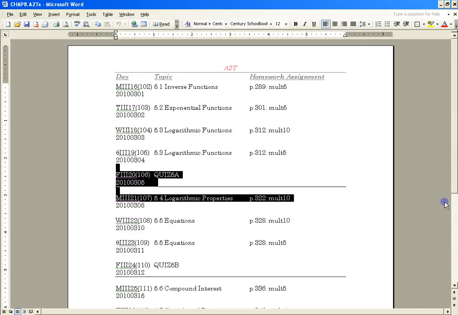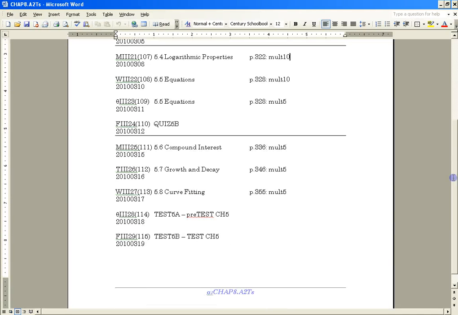What are we doing today? Whoops, we are doing logarithmic properties. What are the properties of log functions? They're very convenient to know. They help you solve equations. Let's talk about them.